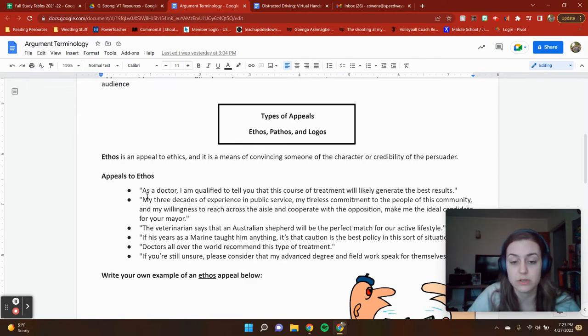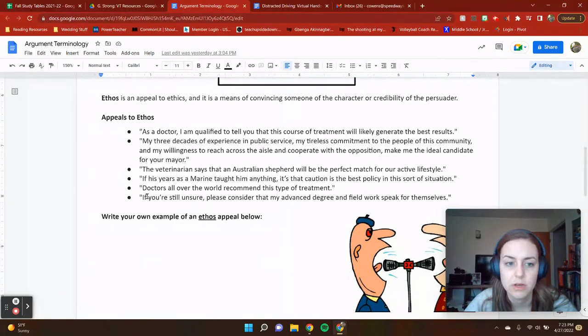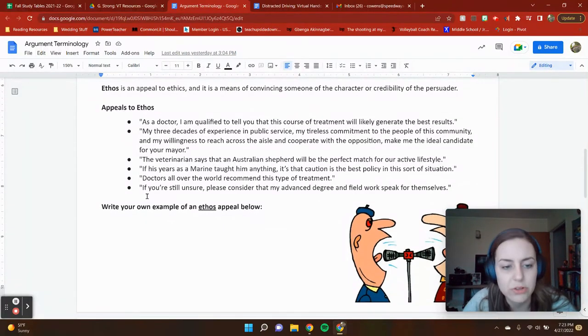So there's some examples that are listed here on the document. Things like, as a doctor, I'm qualified to tell you. The veterinarian says that an Australian Shepherd would be the best dog. Well, of course, a veterinarian would know, right? Doctors all over the world recommend this type of treatment. So all of those are ethos appeals. They're trying to get you to believe or do what they're saying by using believability and credibility. So you're just going to type an example of an ethos appeal on that document. That's literally it. Think of maybe one that you've seen in a commercial, an advertisement of any kind. That's what you're going to put there.